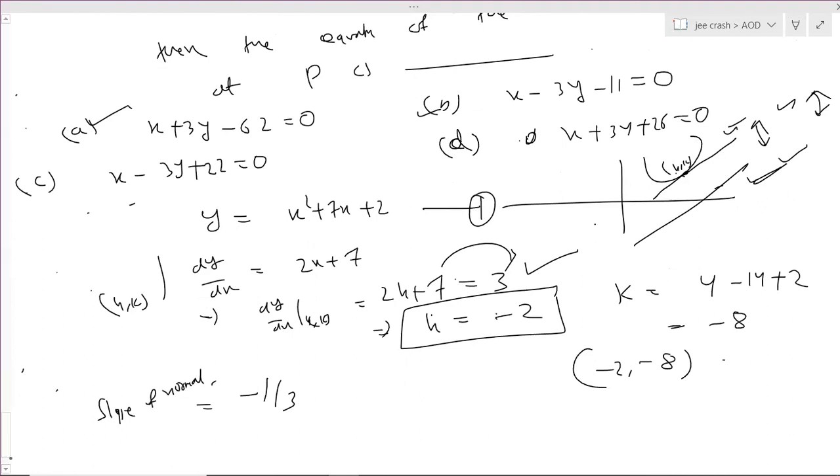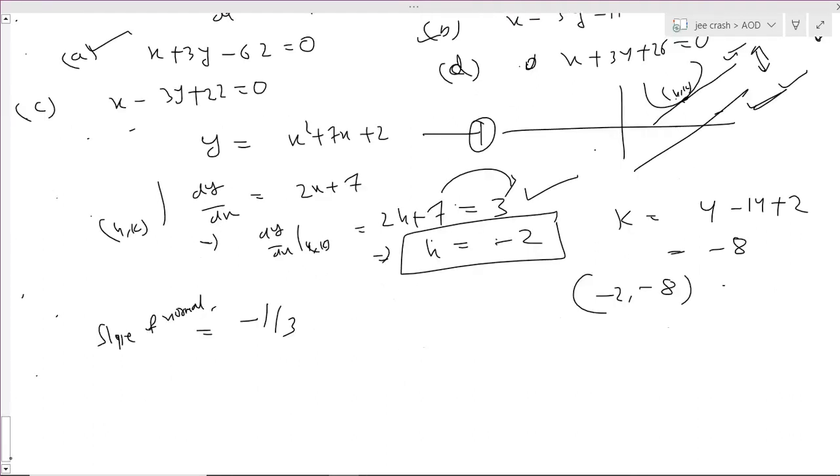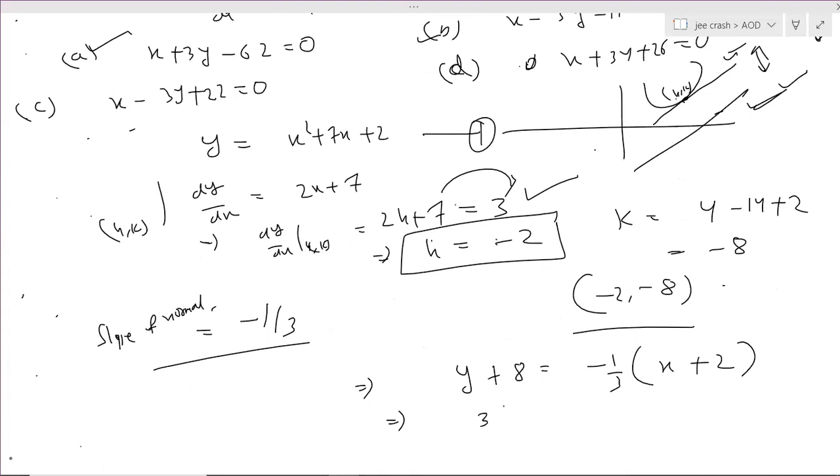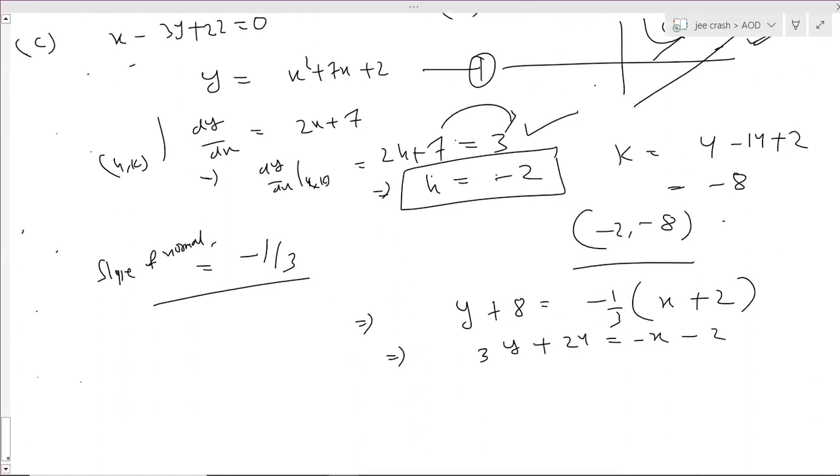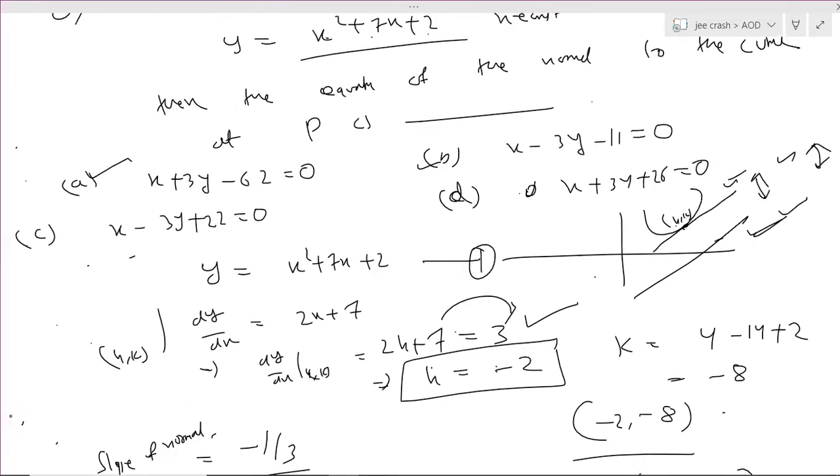Yes or no? Yes, sir. So you have got the slope, you have got the point. The equation you can find: y minus y1, so y plus 8 equals to slope into x minus x1. Simplify this, you'll get the answer. And this is 3y plus 24 equals to minus x minus 2. So x plus 3y plus 26 equals to 0. Option D.